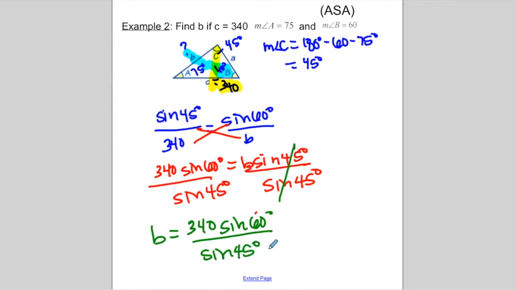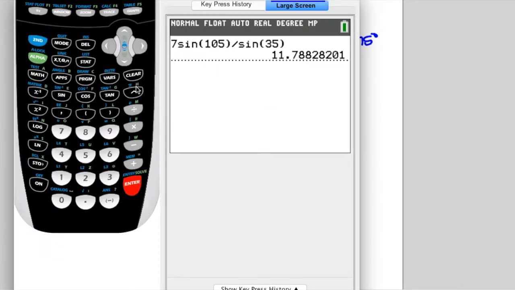It's really important that you try and type this in. I know we're not in class at the moment, but please, please get out your calculator and make sure you can type it in and get the same answer. So we would have 340 sine of, what was it? Was it 60? Sine of 60. End that parenthesis, divided by sine, oops, I didn't get the divide, did I? Divided by sine of 45.